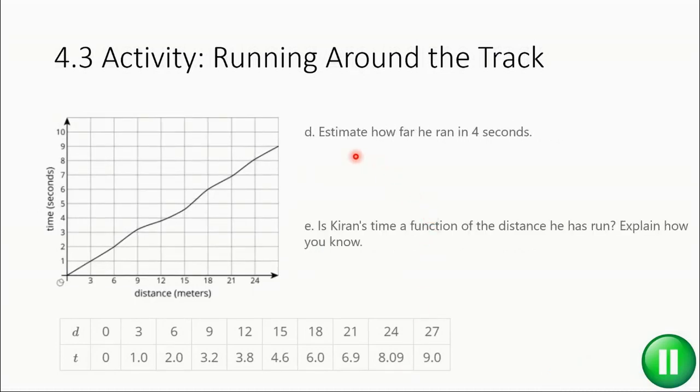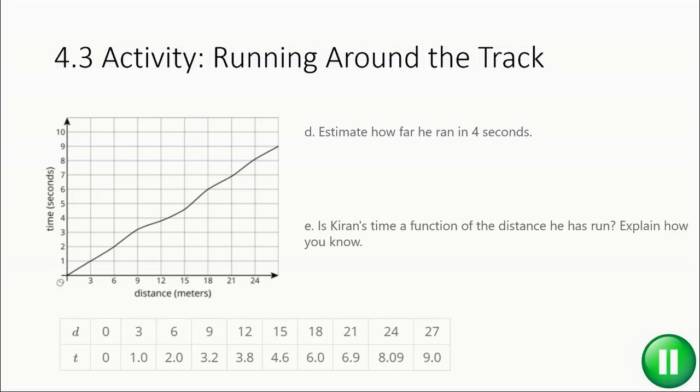The next one, D says estimate how far he ran in 4 seconds. And E says is Karan's time a function of the distance he has run? Explain how you know. So go ahead and pause the video, answer those questions. When you're ready, resume and we'll go from there. Okay, ready, set, go.